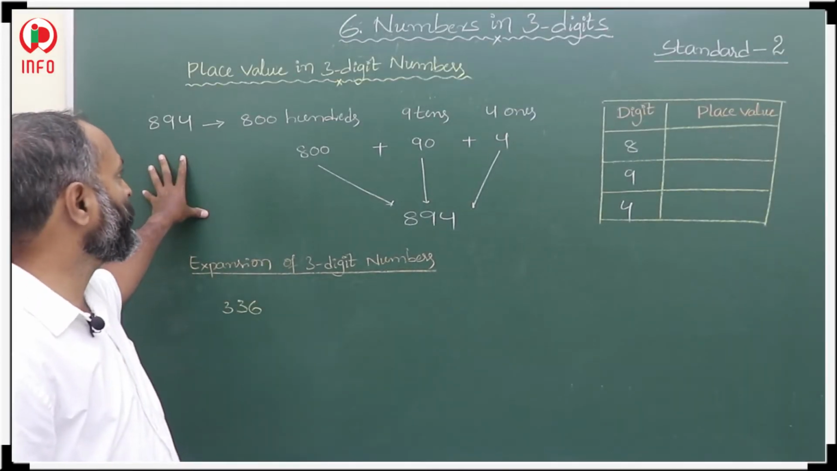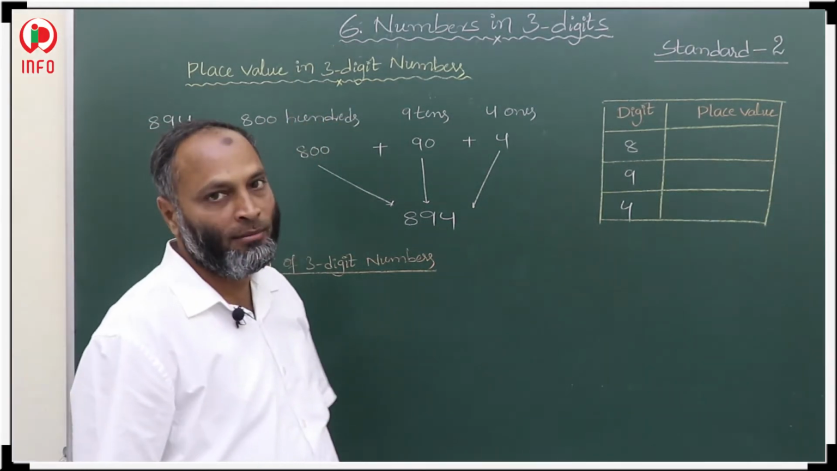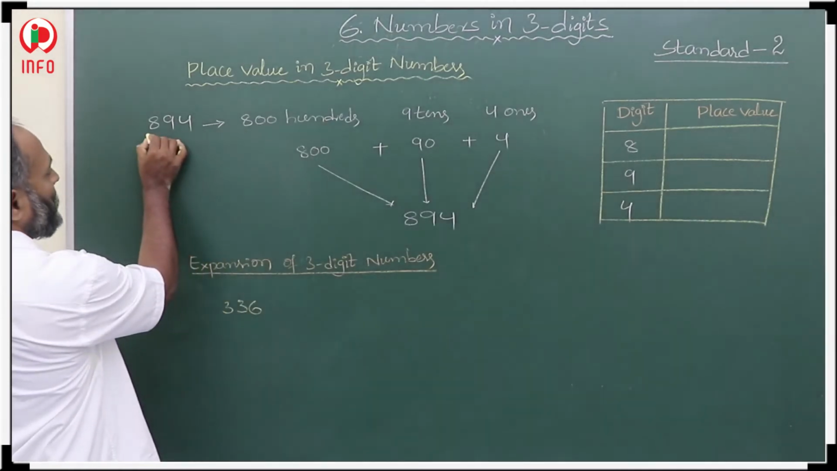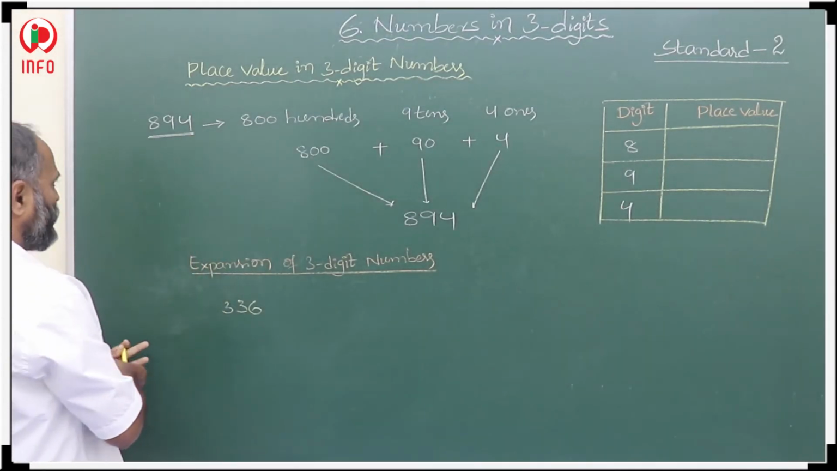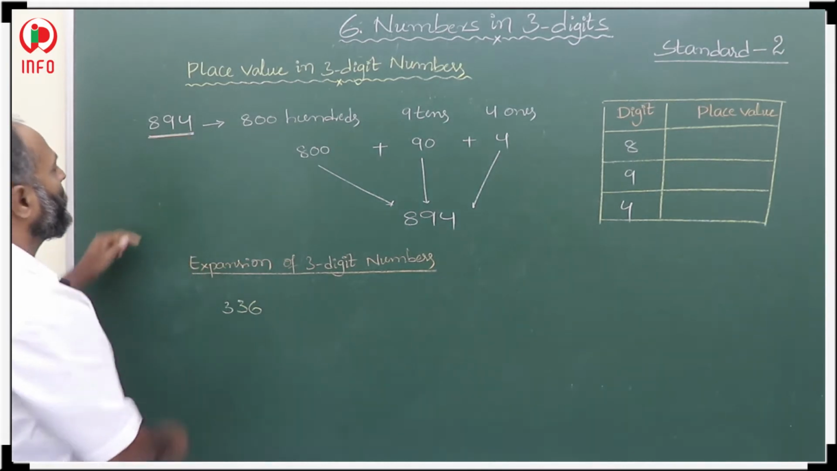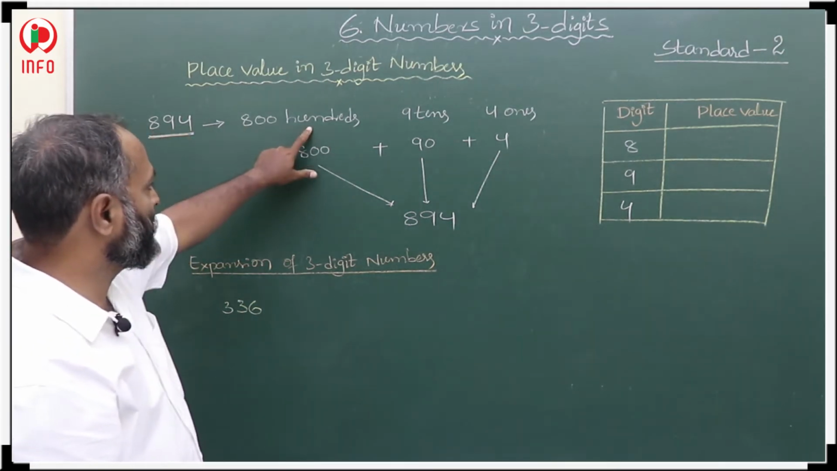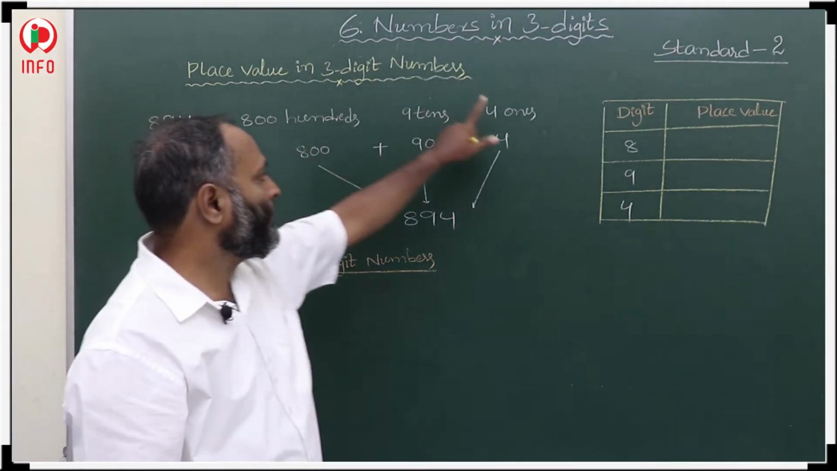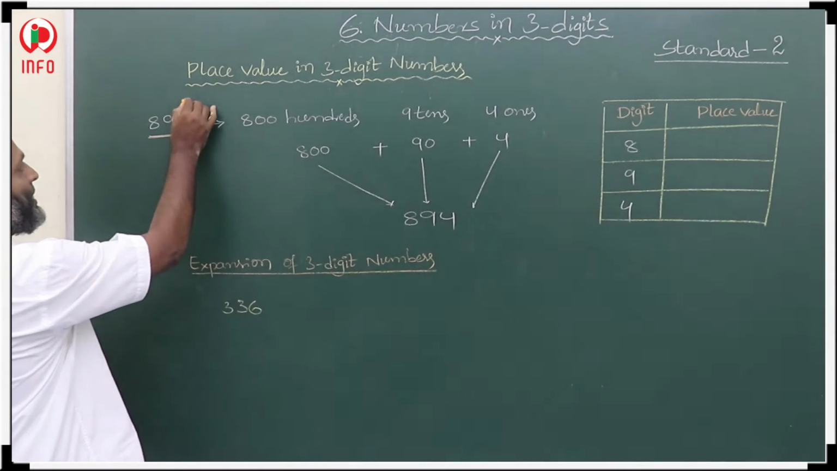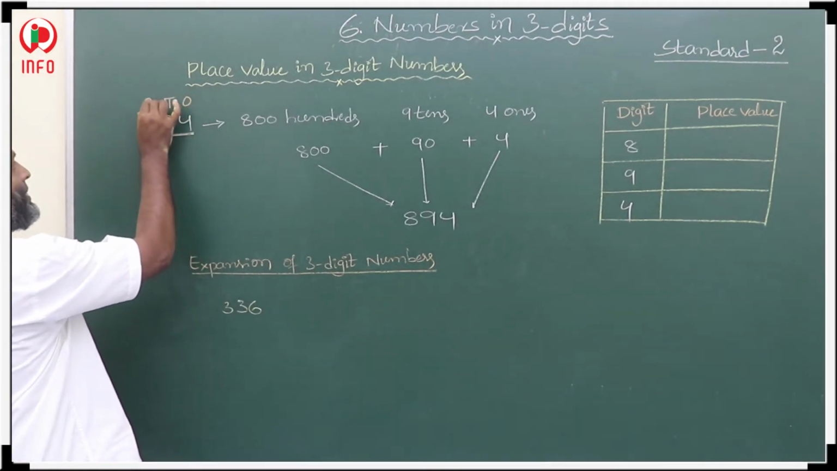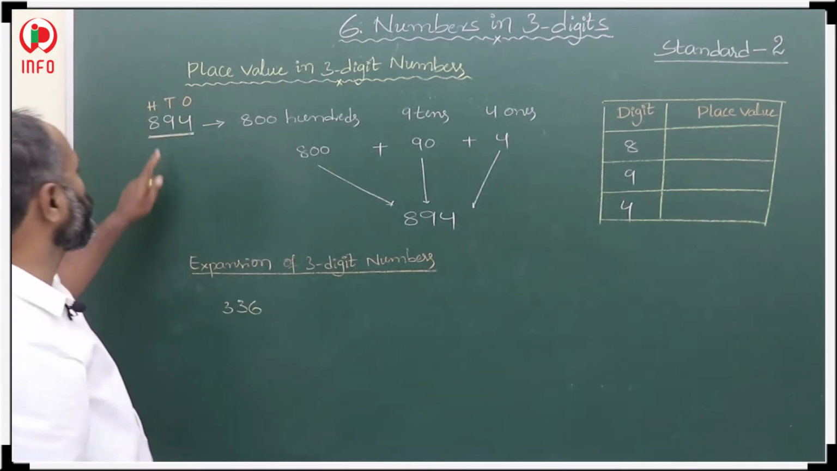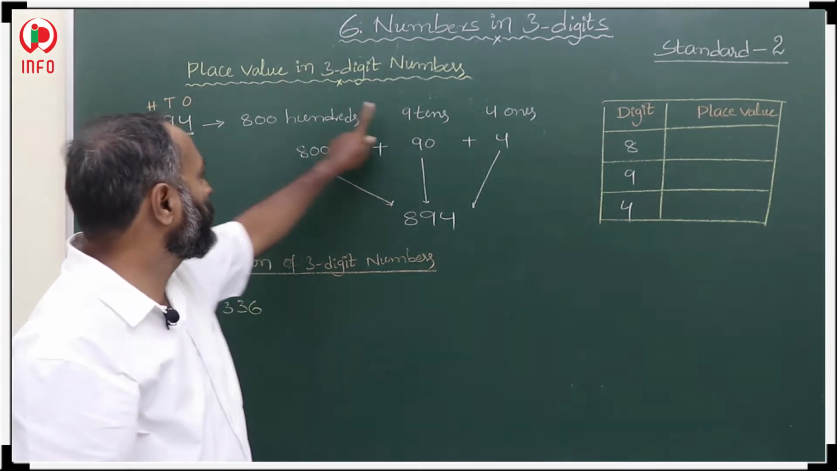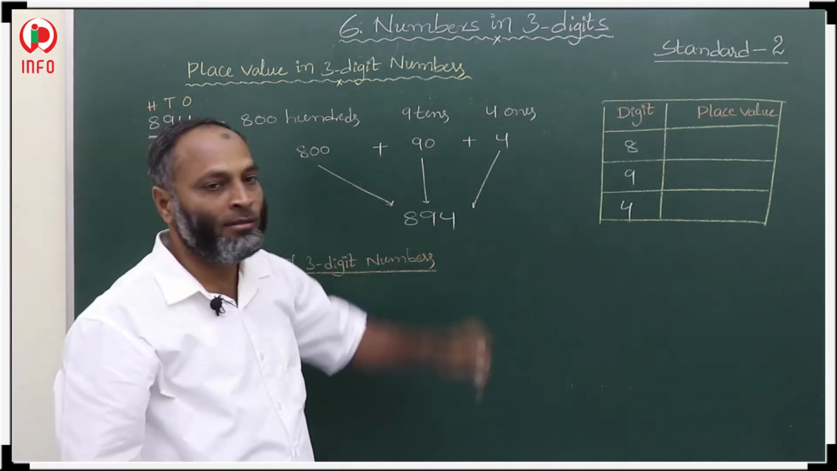Okay. Now students, see here. The next concept, place value in 3-digit numbers. See here. First, 894. So this is given. So 8 hundreds, 9 tens, 4 ones. This is in ones place, this is in tens place, this is in hundreds place. It means 8 hundreds, 9 tens, 4 ones.